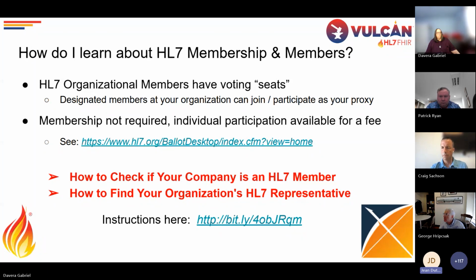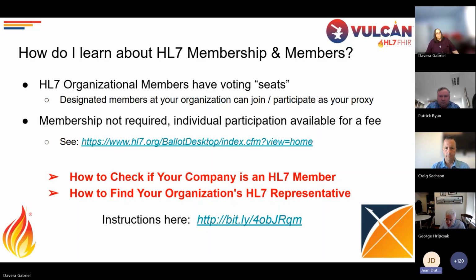Basically they'd sign up for the ballot pool for our guide, and then they would submit any comments that you have. Membership's not required. You don't have to become a member to participate in the ballot. There is the ability to participate for a fee. Individual participation is available for a fee. I mean, if you really want to make a comment and your organization isn't a member, that's one way around it. But I would hope that people's organizations might find some value in becoming an HL7 member.